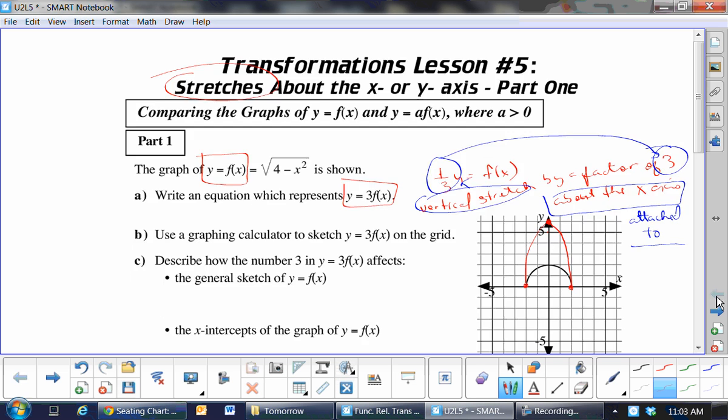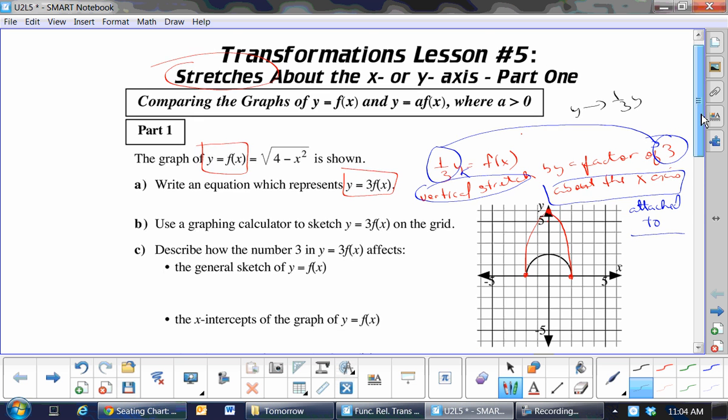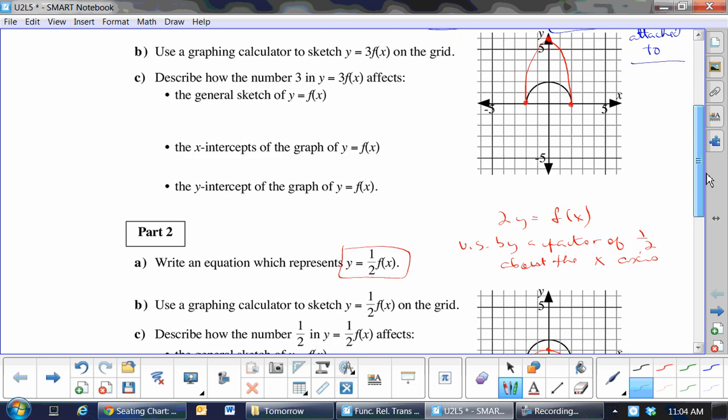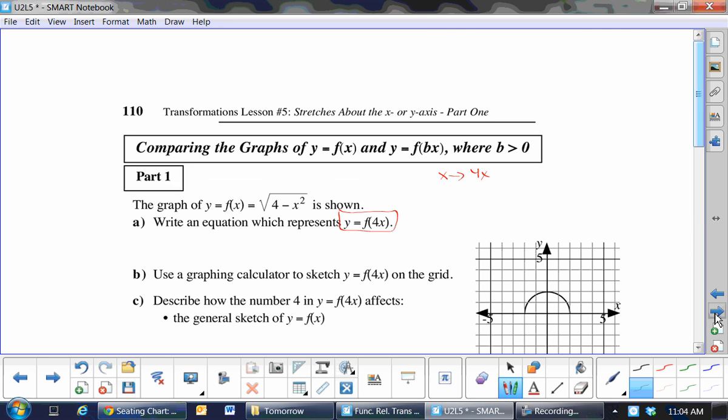Okay, I guess I should go back. I didn't ever do that here. This would have been y got replaced with 1/3 y. And the substitution for the next one would have been y got replaced with 2y. Okay? Now in this one, x got replaced with 4x.